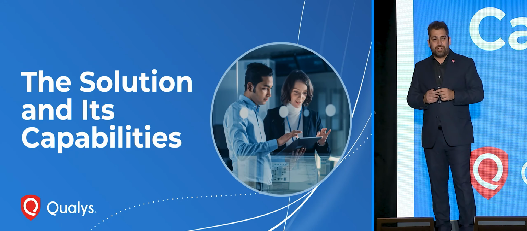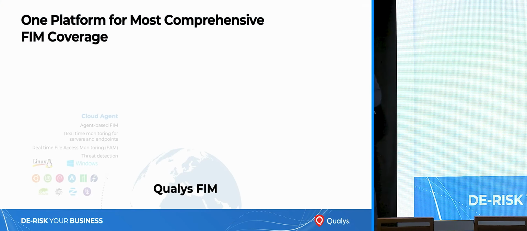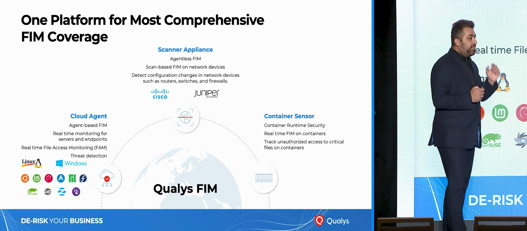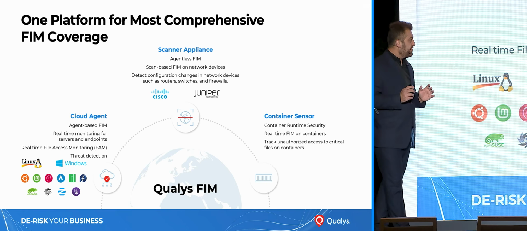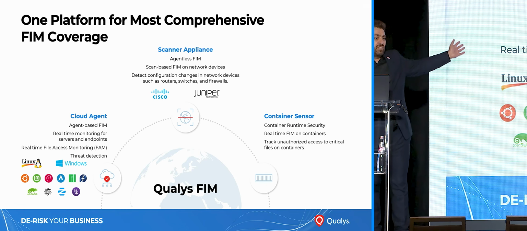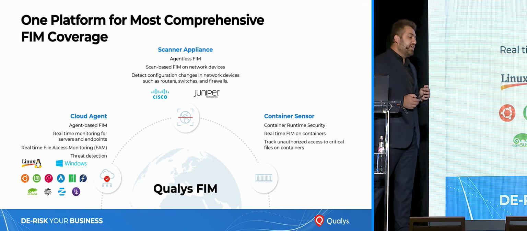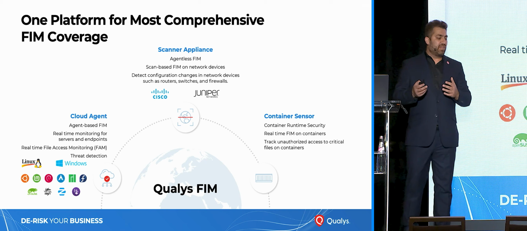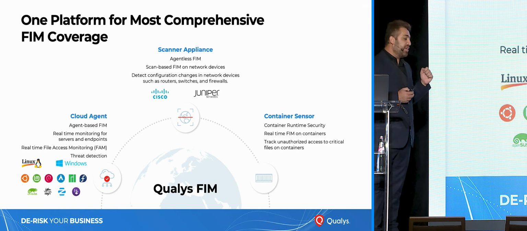So what's the solution? Here is your solution, Qualys FIM. We leverage the entire Qualys platform to make this solution as effective as it is. The first sensor that we are leveraging is Cloud Agent. Cloud Agent gives you FIM on host servers. It gives you real-time FIM and real-time file access monitoring, FAM, as well.